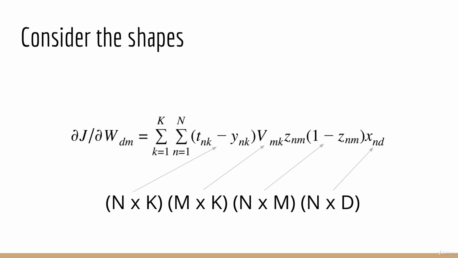It helps to consider the shape of each object we have to multiply. The first, t minus y, is of shape n by k. The weight matrix V is of size m by k. The z prime term, which we just vectorized, is of size n by m. Finally, x is of shape n by d. So you can see that this is not just a straightforward matrix multiply, because none of the inner dimensions match.